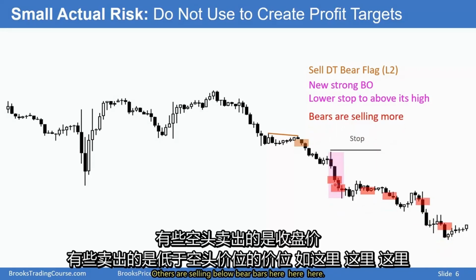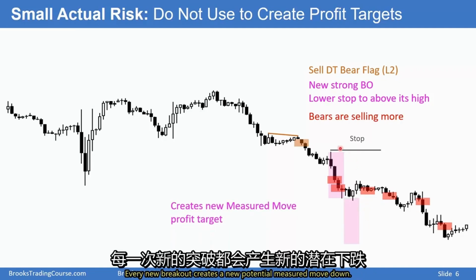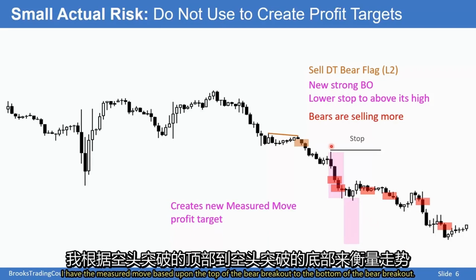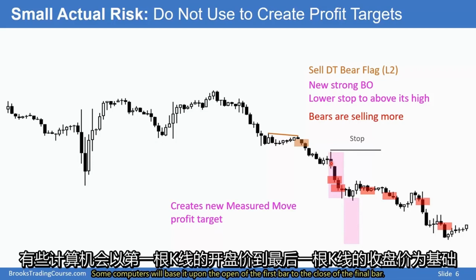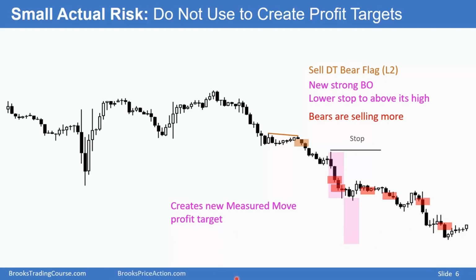Some bears are selling closes, others are selling below bear bars. Here, here, here. Every new breakout creates a new potential measured move down. I have the measured move based upon the top of the bear breakout to the bottom of the bear breakout. Some computers will base it upon the open of the first bar to the close of the final bar, these 3 bars, and that would be a tighter projection somewhere up in here.